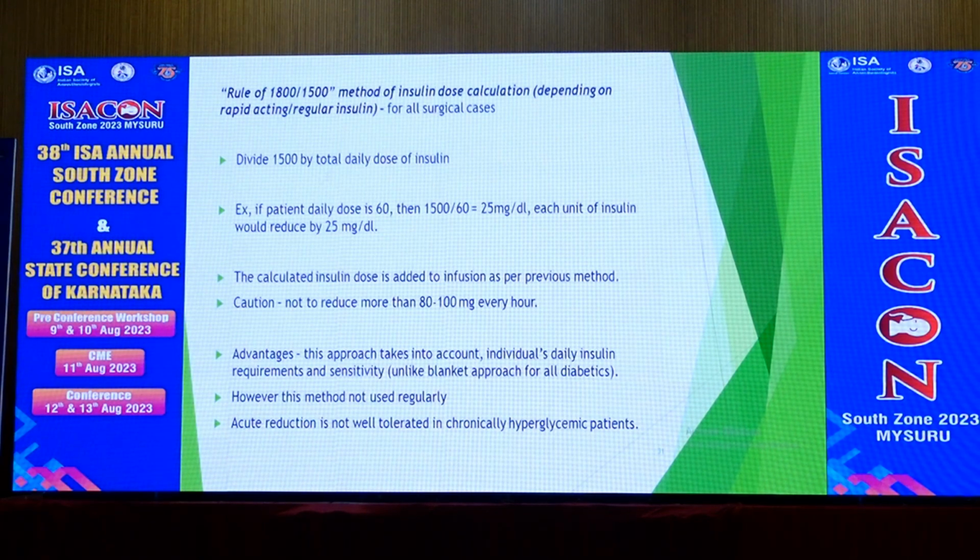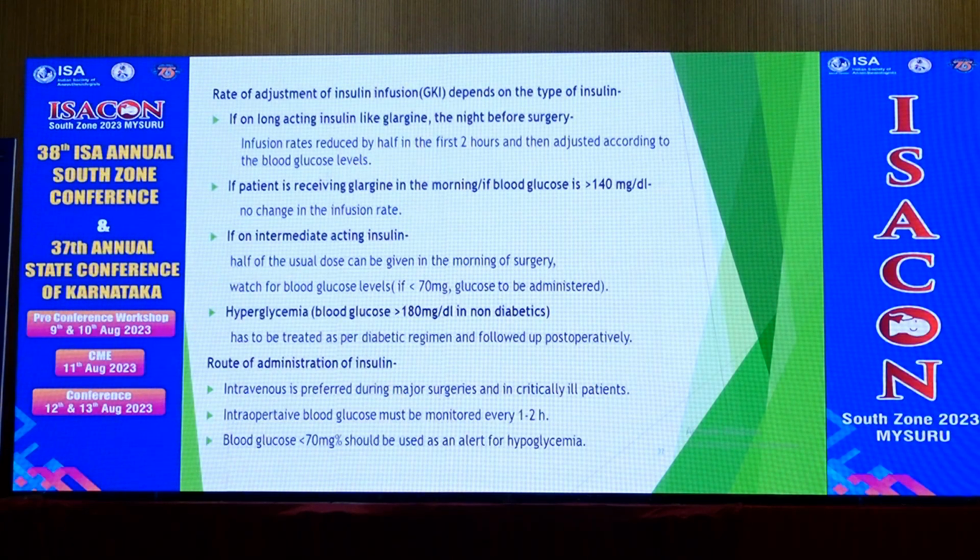Now, the rule of 1500 or 800 is there, though it is not very regularly practiced. By dividing that 1500 by the total daily insulin, it gives a value of how much blood sugar each unit is going to reduce. So accordingly you have to calculate. But the advantage is it takes the daily dose requirements of insulin.